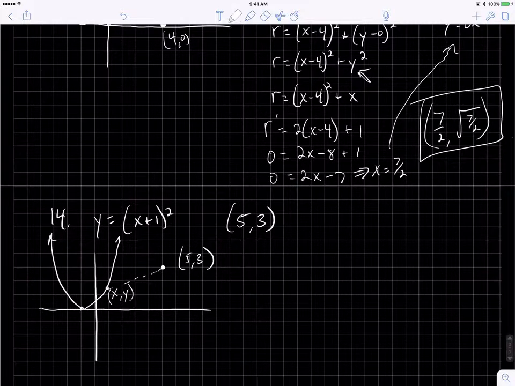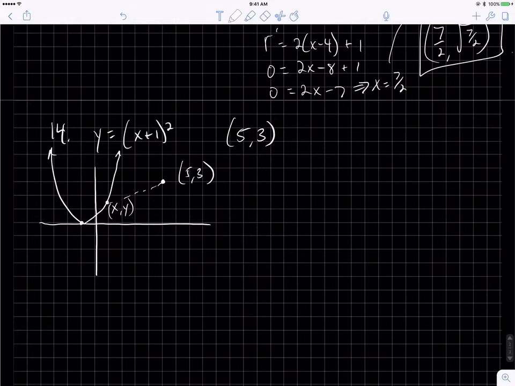Sorry about that. Okay, so we want to minimize that distance. Now, what I was saying was that based on the picture, there's going to only be one point that's closest to 5, 3 on the graph. That's important when we're trying to find our zeros later for this problem.